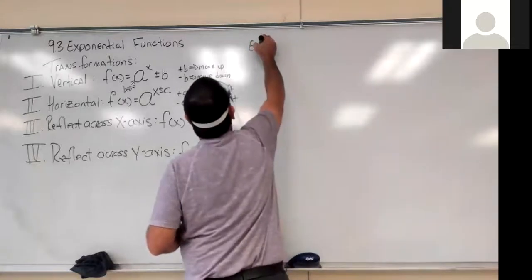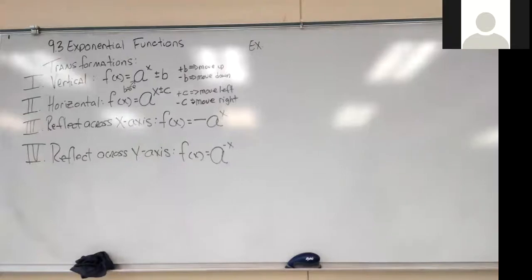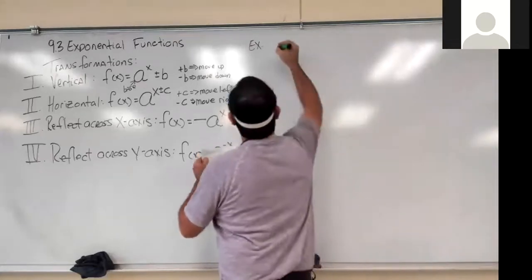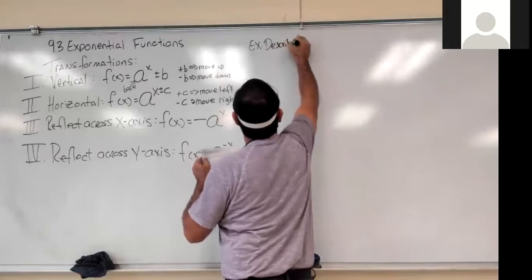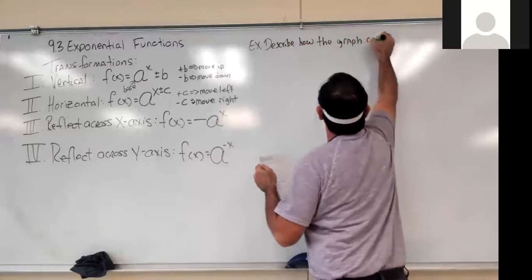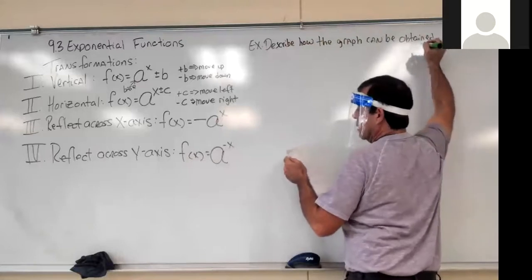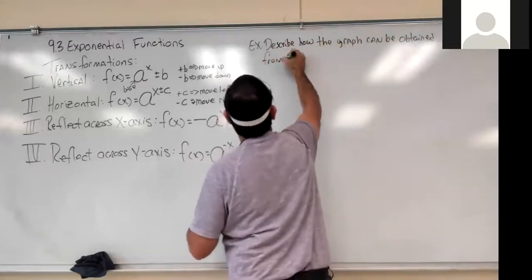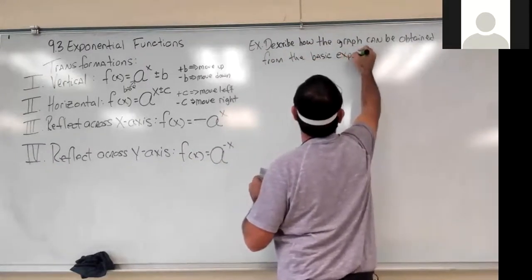All right, so I'm mainly just going to tell what I'm doing to these instead of graphing every one of these. I can graph them on my calculator to sort of show you the graphs. So what we're going to do is describe how the graph can be obtained from the basic exponential function.